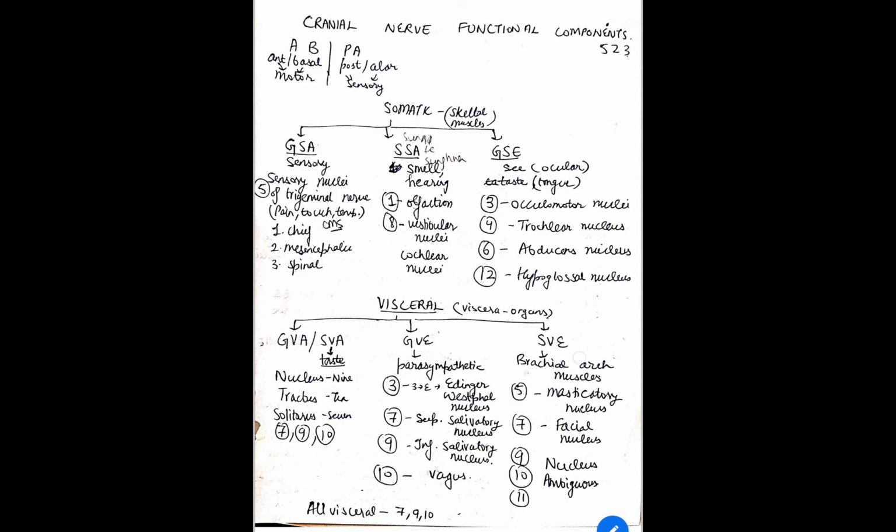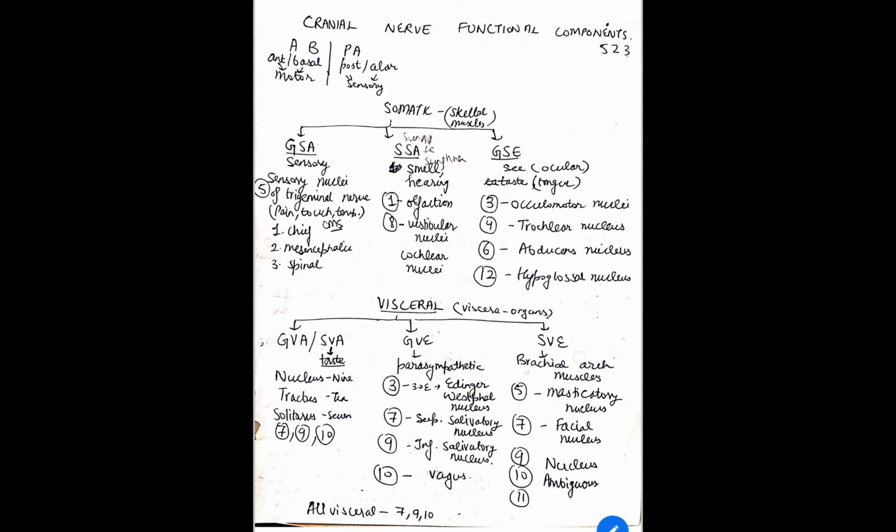Then we have general somatic efferent. General somatic efferent are related to the eye muscles and the tongue. The tongue is a general thing, eating is a general thing, and seeing is a general thing. Smelling and hearing are special things that we need to remember. So, what are the nerves related to seeing, or ocular vision? That is 3, 4, 6: oculomotor, trochlear, and abducens. And what is related to eating? Hypoglossal nucleus.